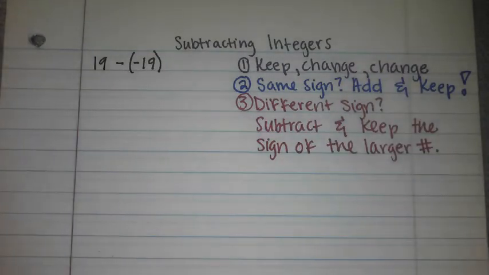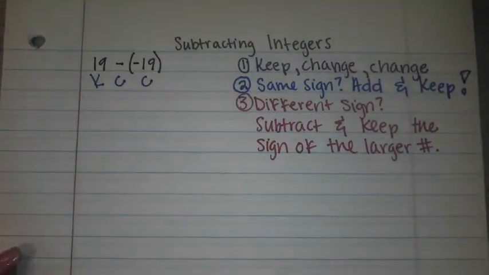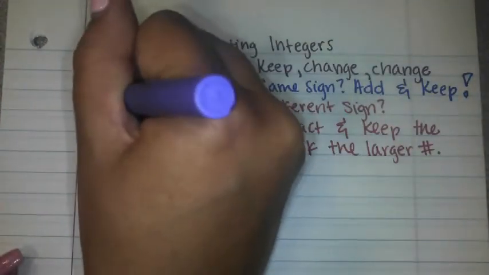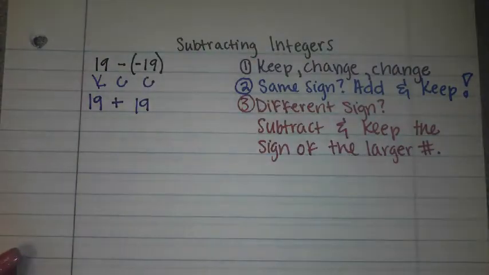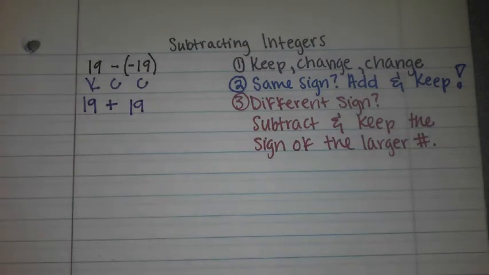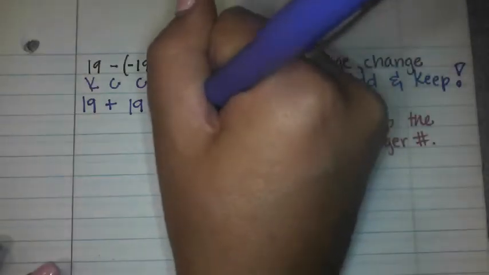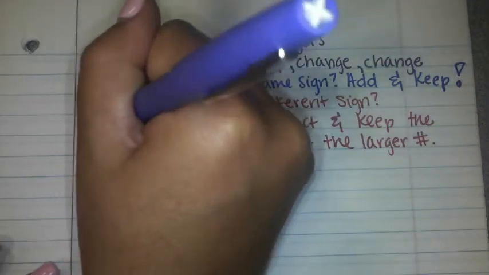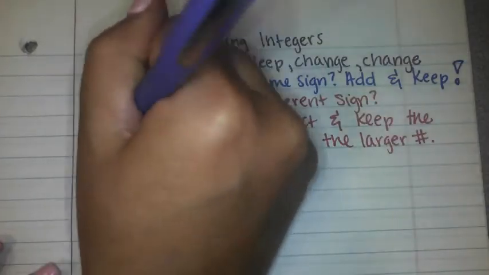Now, what I would do first while working this out is I would write KCC, like keep, change, change. I'm going to keep my 19. I'm going to change that minus sign to a plus sign, and I'm going to change that negative 19 to a positive 19. Now I got 19 plus 19, so then you can ask, are my signs the same or different? They're the same, so I'm just going to do 19 plus 19, because it says add. And now I got 38. And then we're going to keep the sign. They're both positive, so my answer is positive 38.